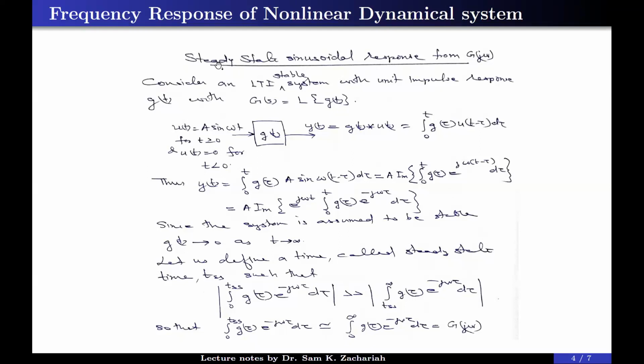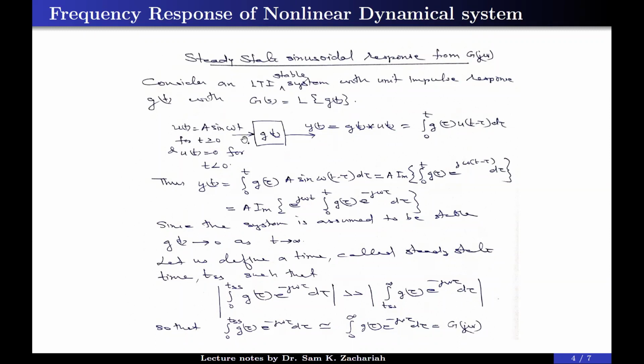So I am going to discuss the steady state sinusoidal response from G of j omega, where G of s is the transfer function of the linear time invariant system. So consider an LTI stable system with unit impulse response g(t), with G(s) equal to the Laplace transform of g(t). By the way, I have not sent you the course note. After this lecture, I will send it to you. G(s) is equal to the Laplace transform of g(t), where g(t) is the unit impulse response.